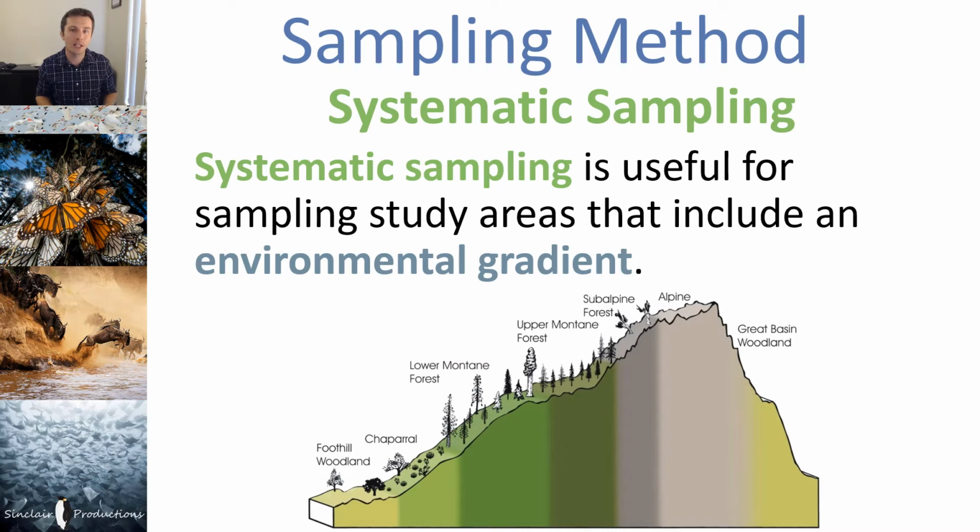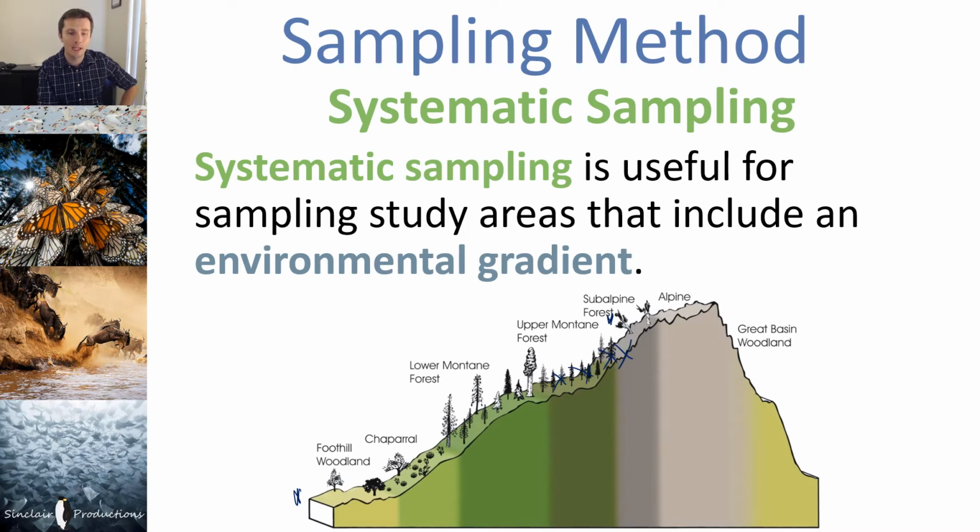So that's what I've said here. Systematic sampling, this is one of the key things you should really get down and understand: it's useful for sampling study areas that include an environmental gradient. So if I had this area and I wanted to look at what the different changes in vegetation are from the bottom here to the top, if I was to do random, I could end up just hitting all these parts at the top.